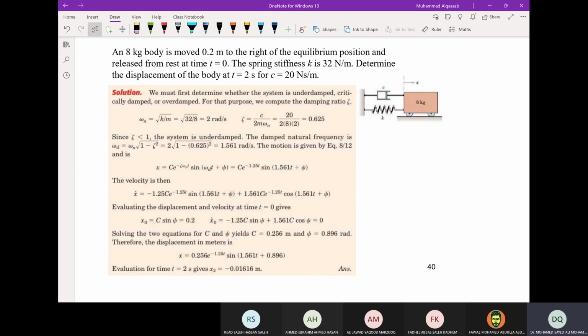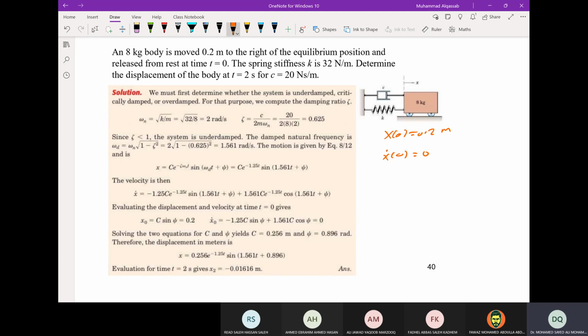Here is an 8 kilogram body moved 0.2 meter to the right of the equilibrium position and released from rest at t equal to 0. So we have initial displacement equal to 0.2 and initial velocity 0. The spring stiffness k is 32 Newton per meter. Determine the displacement of the body at t equal to 2 seconds for c equal to 20 Newton second per meter. So the first step is to find omega n.